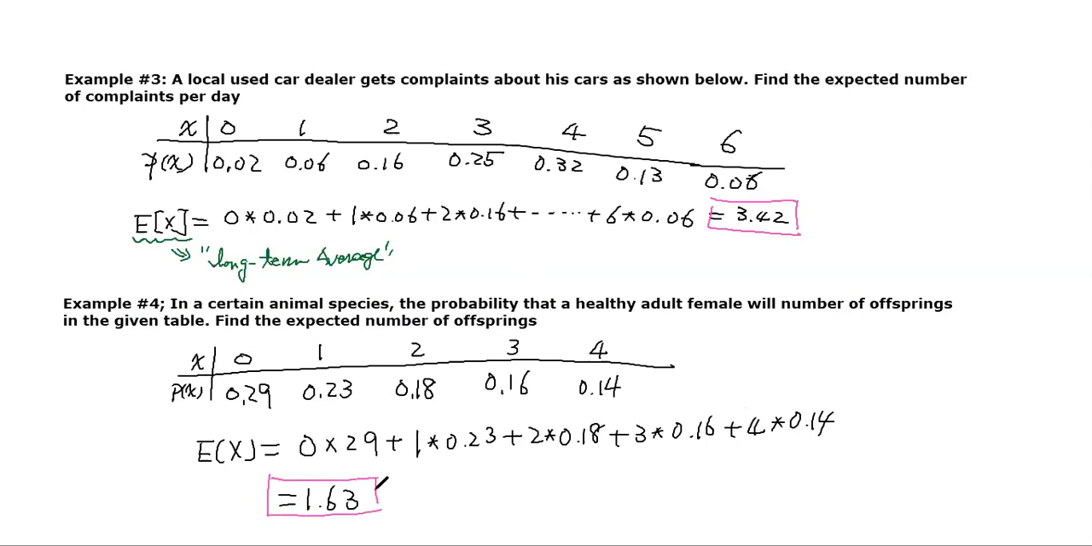So it's the same way, you cannot get 0.63 of an offspring, right? But that's what we said, the expected value is the long-term average. Some years you will get 1, some years you get 2, some years you get 0, some years you get 4. But after many, many years, the long-term average is 1.63. So you expect they will have between 1 and 2 offspring every year. That's what we mean by expected value.